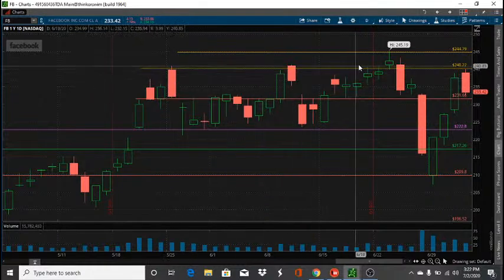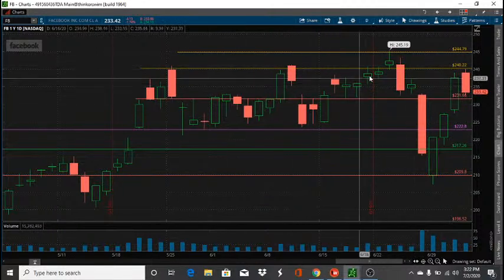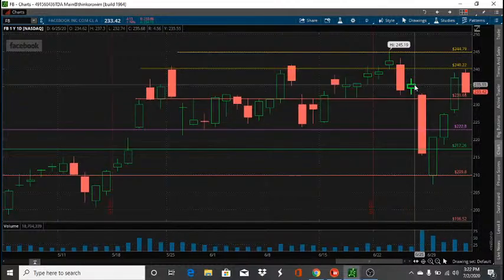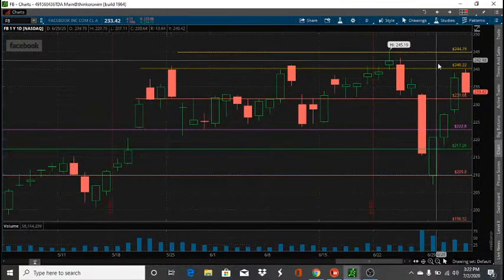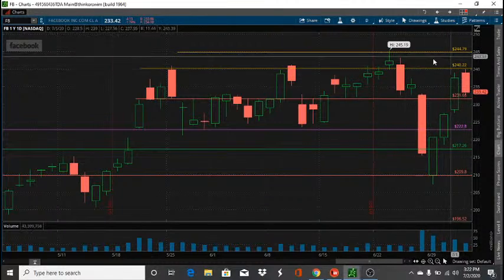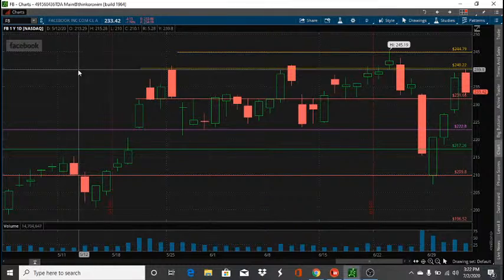So as you guys can see, this has been a level it's been rejected from. 1, 2, 3, and today 4. Now, as many times as this came up, it's more than likely going to get back in this trade area and break out. Now, I'm long Facebook, so regardless if Facebook stock goes up, I make money.